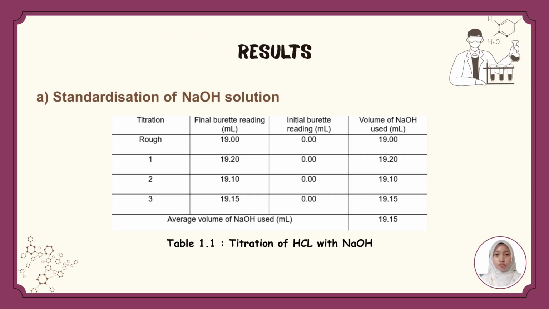In this experiment, we need to find the actual molarity of NaOH solution by titrating it with hydrochloric acid. This process is important so that we can use the accurate concentration of NaOH for the next titration step. So for step 1, we have to calculate the average volume of NaOH, and we have performed the titration of NaOH 3 times. So to get a more accurate result, we calculate the average volume of NaOH used and we get 19.15 ml.